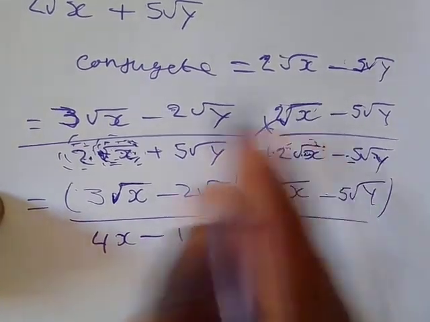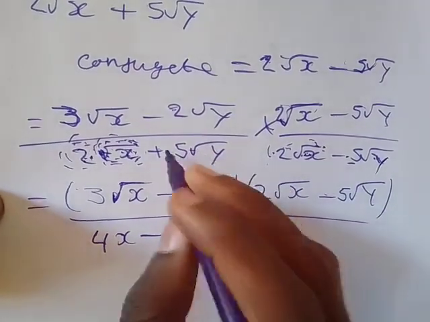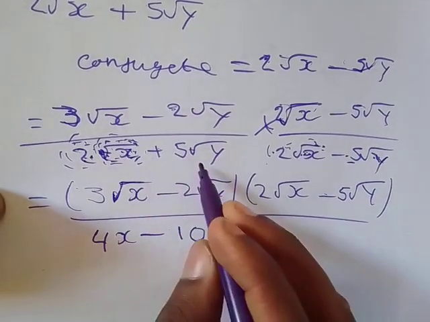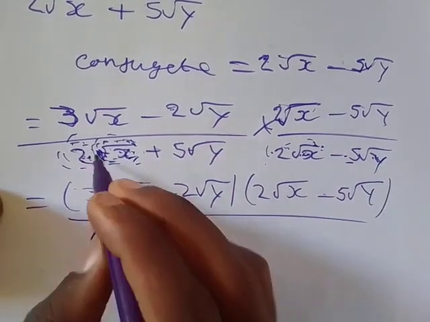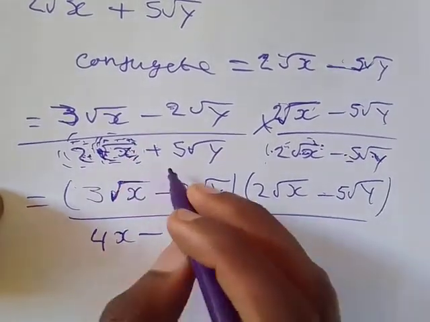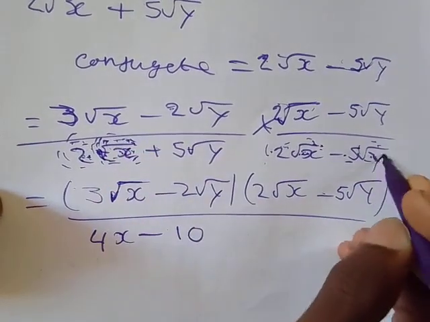Okay, so you're going to say this times this, neg 10, and then here when you multiply this with this, the roots, since they are different, you're going to have the square root of xy.